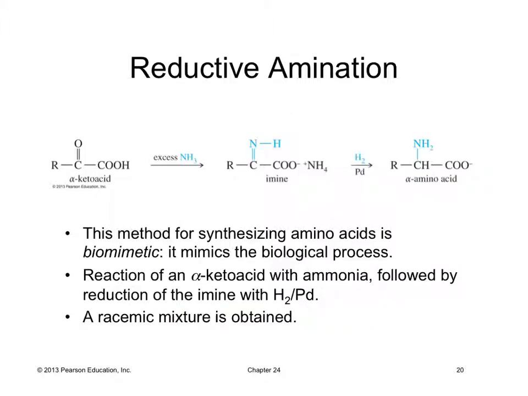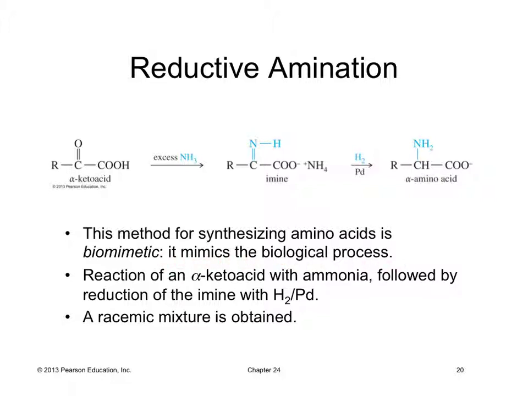Reductive amination is a way to make amino acids. You can take the alpha keto acid with excess NH3. This will form the imine, and then you can reduce that imine by hydrogenation with H2 and palladium to generate the amino acid, and this amino acid is racemic. This method for synthesizing amino acids is biomimetic.